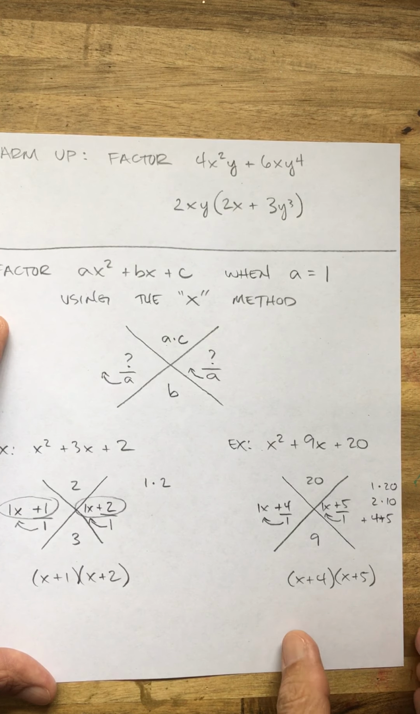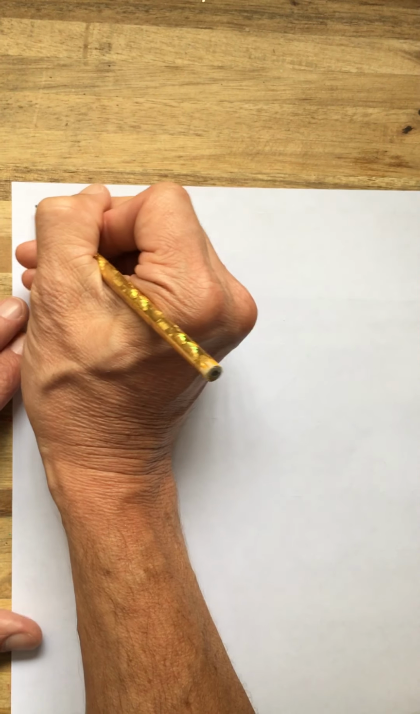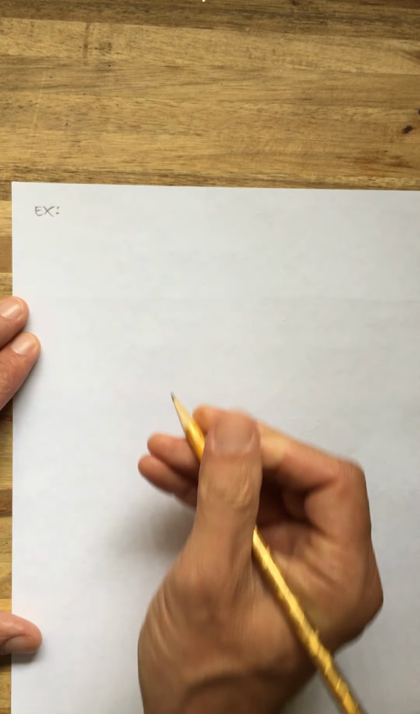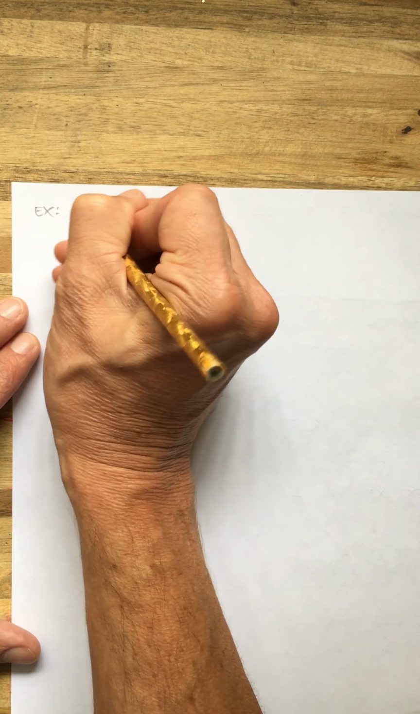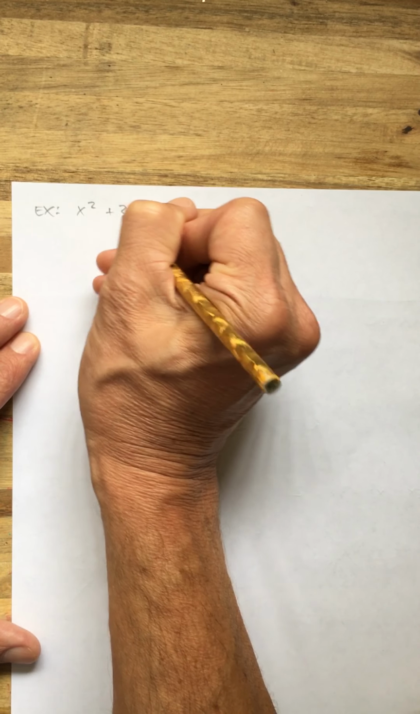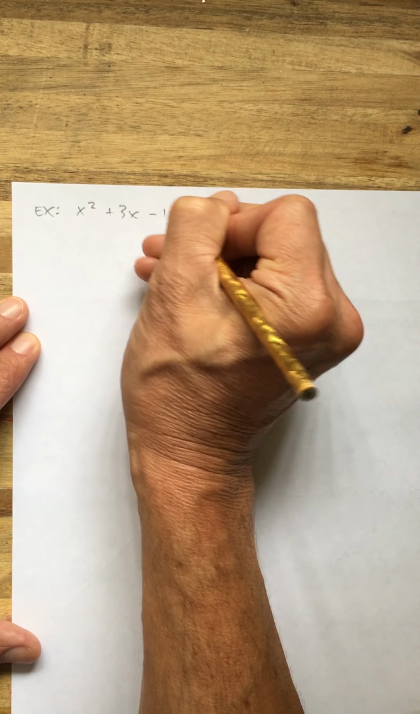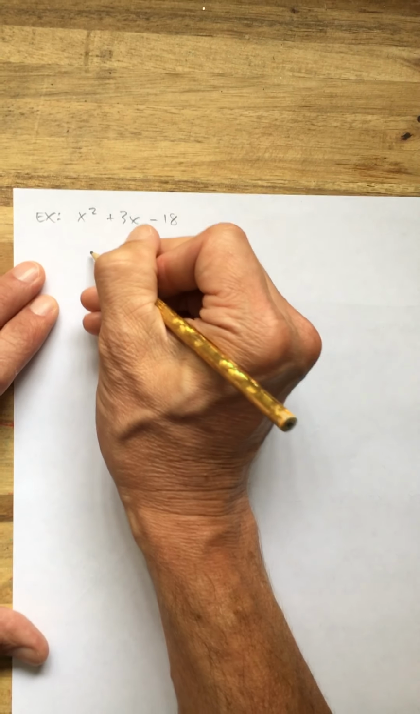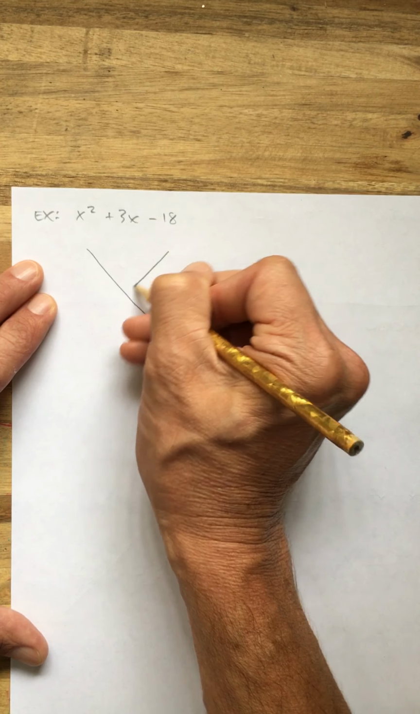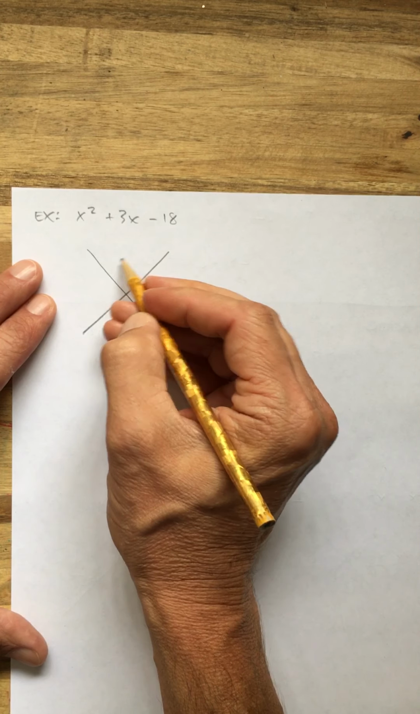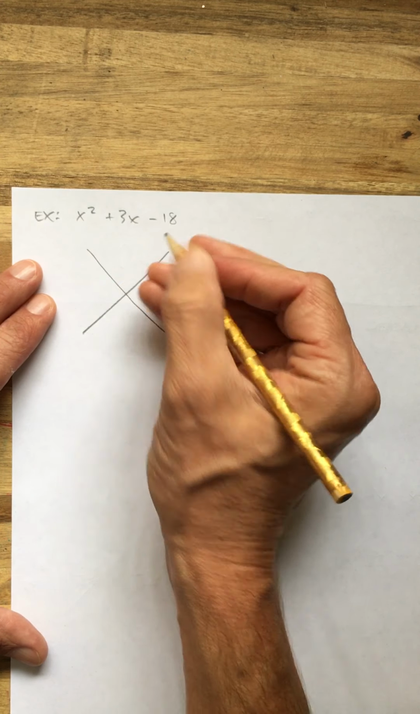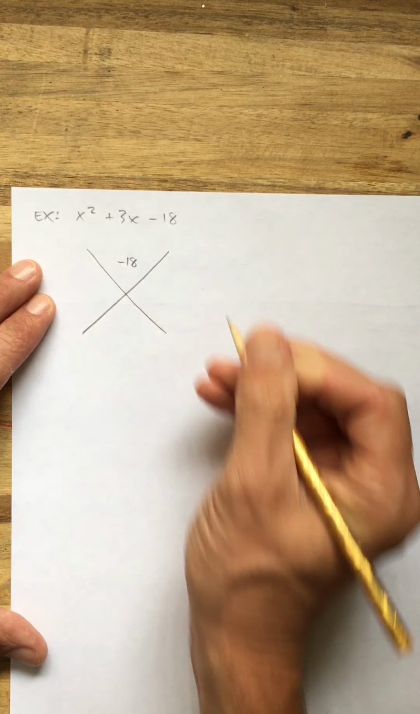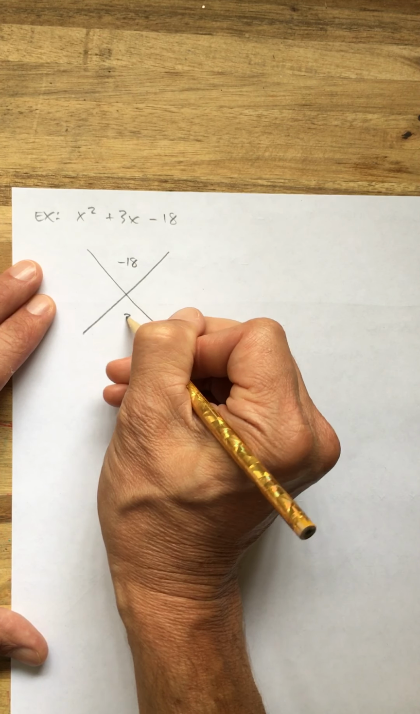Okay, let's try another example. All right, I have x squared plus 3x minus 18. This one's going to be a little different. There's a negative sign here, but we're still going to attack it the same way. Okay, all right. A times c, that's 1 times negative 18. That's negative 18. And the b goes down here, so 3.